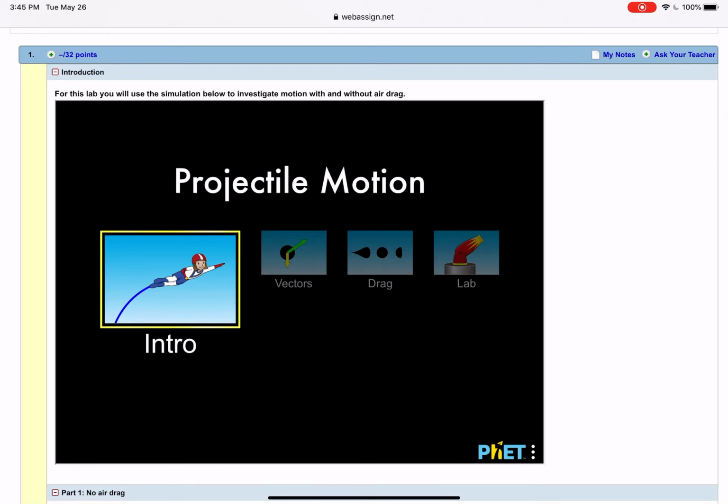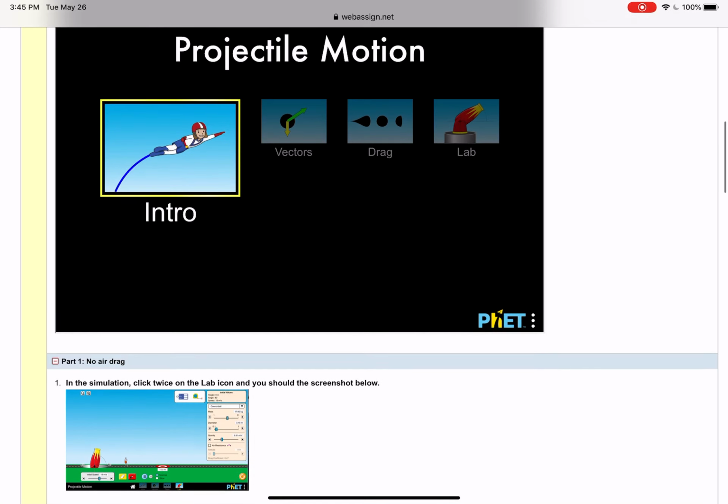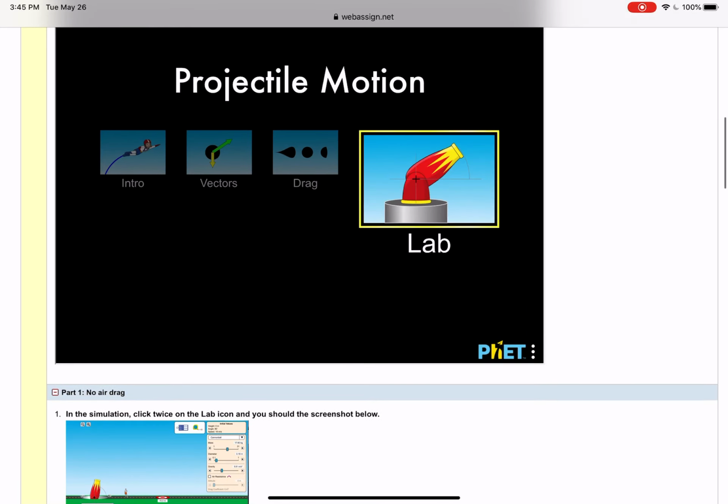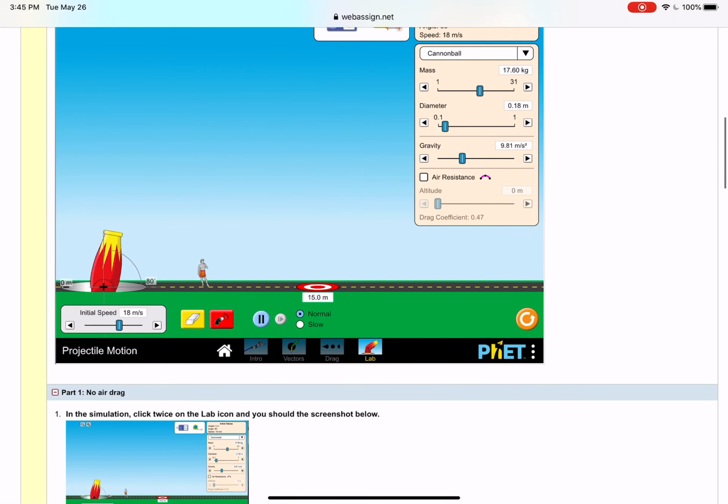I wanted to quickly go over the projectile motion lab. For this lab, you're going to be using the simulation, and it's pretty straightforward. For the first part here, with no air drag, as it says in the directions, you're going to click on the lab icon, which is way over here, and you've got to click twice on it to open it up.